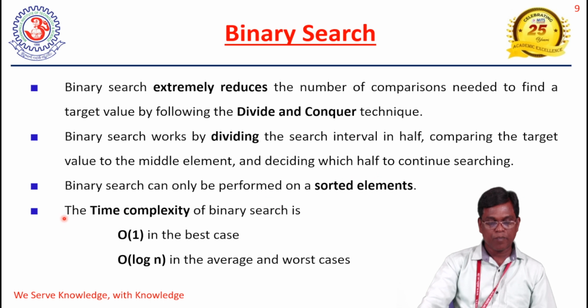And the time complexity goes like this. For the best case, binary search will also take order of 1. For average and worst cases, it will take order of log n. As we said previously, it reduces the time, halving the time to perform the comparison process. That represents the time complexity as order of log n.